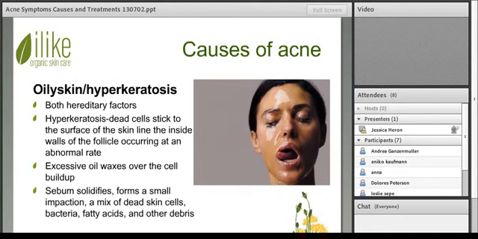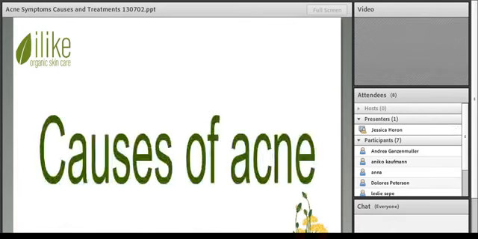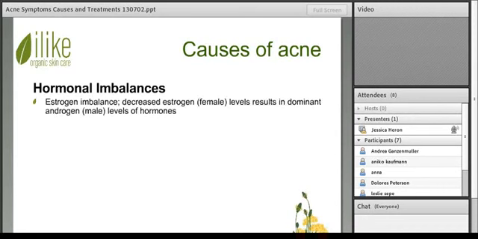Excessive oil waxes over the cell buildup, as we were just talking about. Sebum solidifies, forms a small impaction, and a mix of dead skin cells, bacteria, fatty acids, and other debris clog the pores. This is the beginning phase of an acne lesion. So that's kind of where it starts. And there are triggers for oily skin: certain environmental factors, hereditary factors, and also hormonal changes in the body. Those are some of the factors that can trigger that oily skin to start.